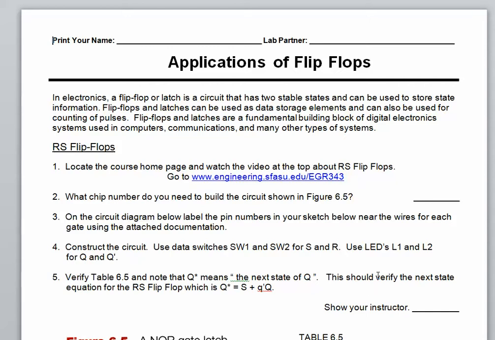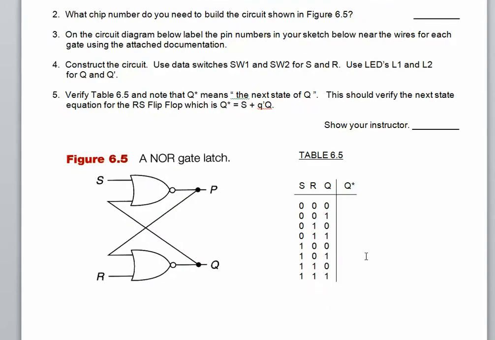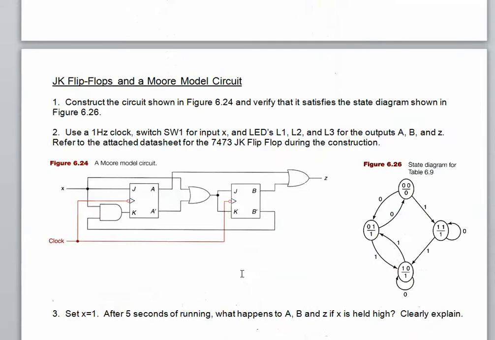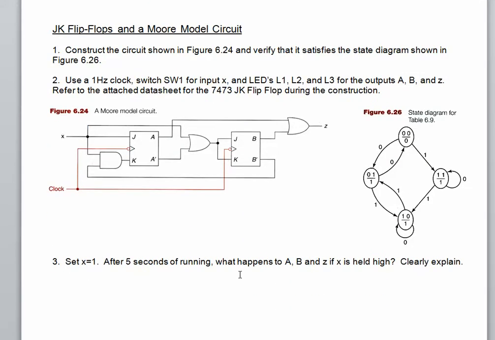All right, this is the applications of flip-flops lab, and on page 1 it describes the RS flip-flop, which we've already covered. On page 2 it deals with a JK flip-flop. In this case, we're given a circuit and we're asked to analyze it and describe how it works. So we have a JK flip-flop, which is right here. J and K are the inputs and the output is A and A prime.